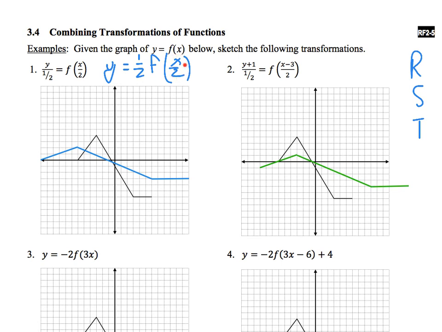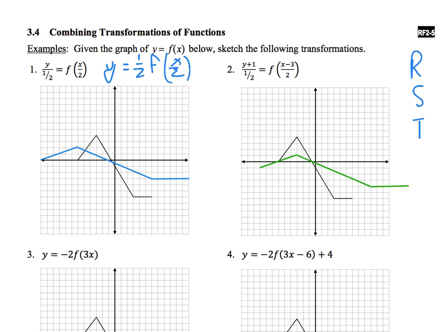Similarly, x divided by 2 means it's horizontally stretched by a factor of 2. So this point where x was negative 6, doubled, gives us negative 12. This point that was a positive 3 is doubled to a positive 6, so that's where this point comes from. And then this 6 doubled becomes a 12 over there.